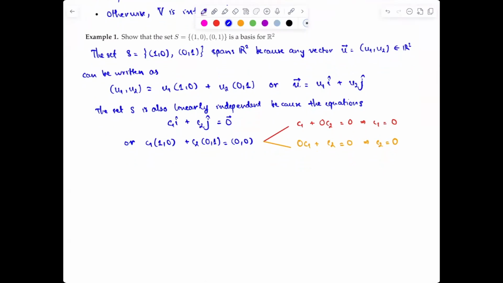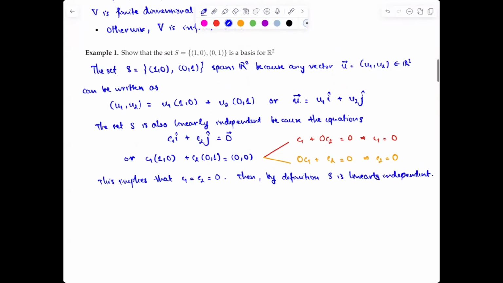Okay. So this implies that C1 and C2 equal to 0. Then by definition, S is linearly independent. Right, so you check two conditions. You have a set of vectors, and this set spans R2, and the set is also linearly independent. So you check two conditions. Now you can conclude that S is a basis for R2.